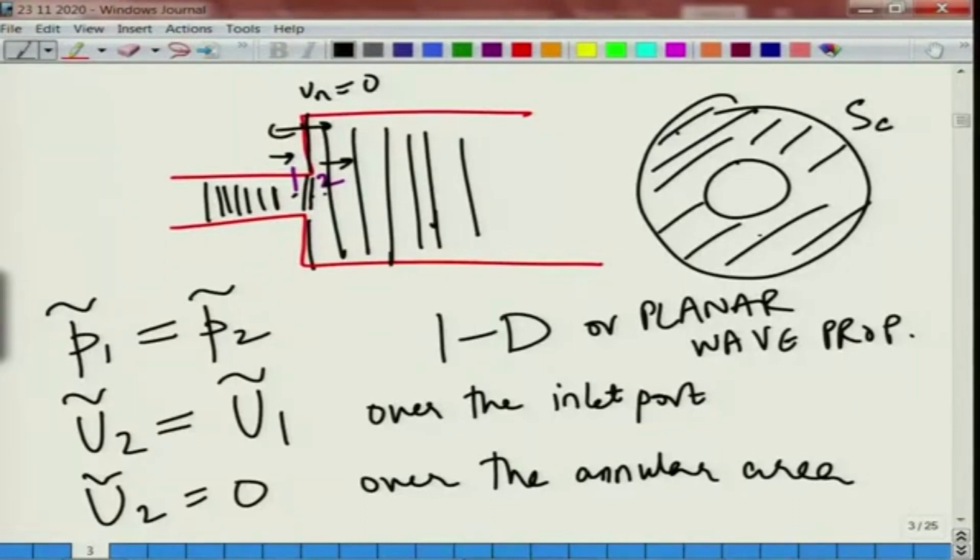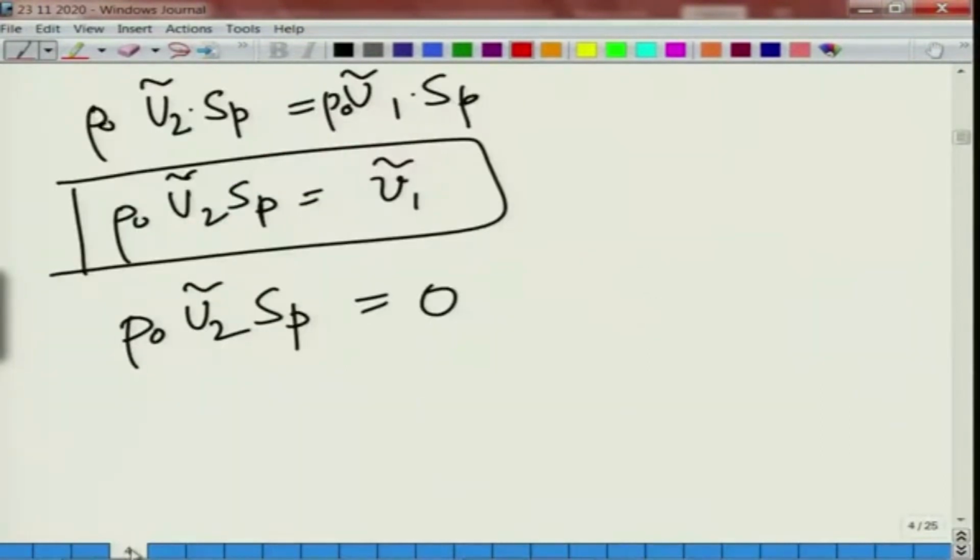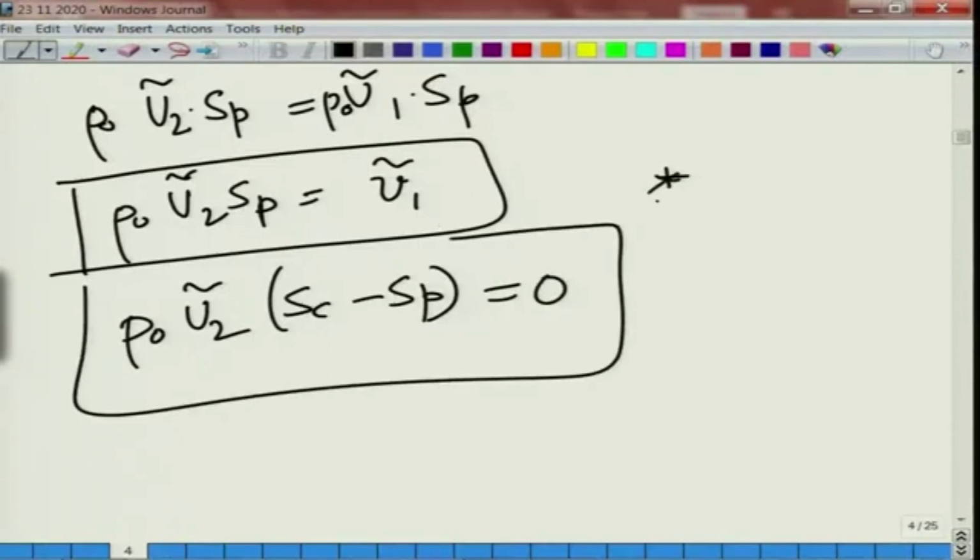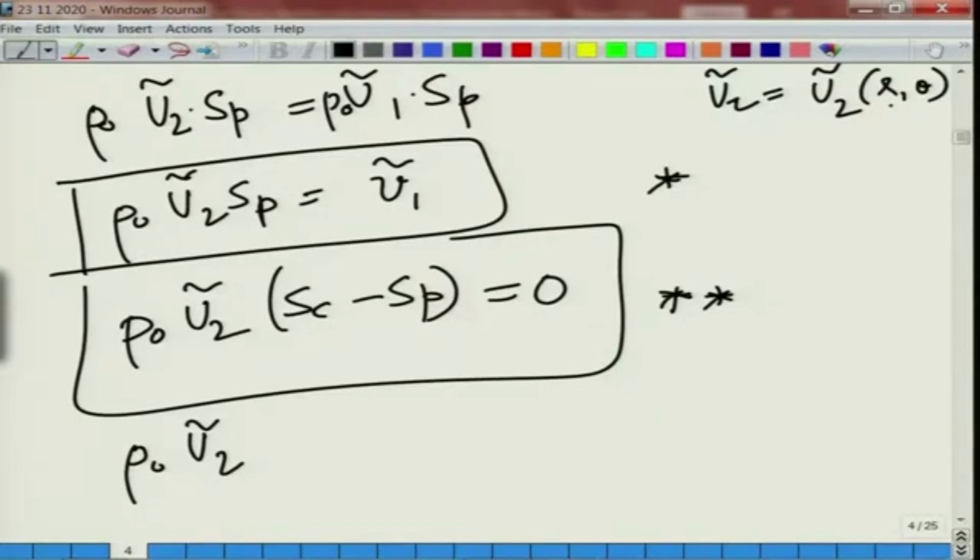So, what is the annular area? This area is SC minus SP, the port area. So, when you multiply both sides by this one, you get this. Now, we will add this and this. So, what do we get? Rho naught u2 tilde, we take this as common, u2 tilde being a function of r and theta, where r is the radial direction, theta is the azimuthal direction. So, when you add these two, SP, this term and this term, get cancelled, and we are left with only this one, and this is equal to V1 tilde.